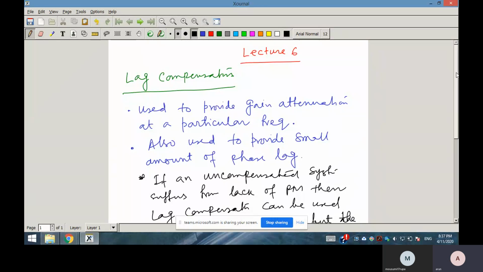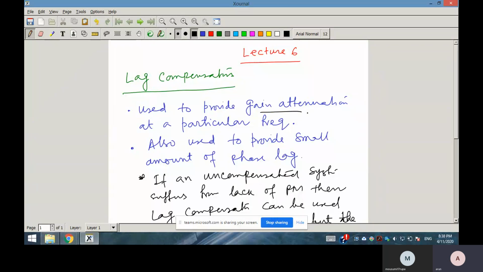Again and again I am saying, a lead compensator provides phase margin by shifting the phase curve, by increasing the gain crossover frequency, so that the phase margin can be met. That means it is making the system fast. But a lag compensator will make the system slow. How will it make it slow? It will lower down the gain curve, so that phase margin is achieved. So this is the philosophical difference between a lag compensator and a lead compensator.